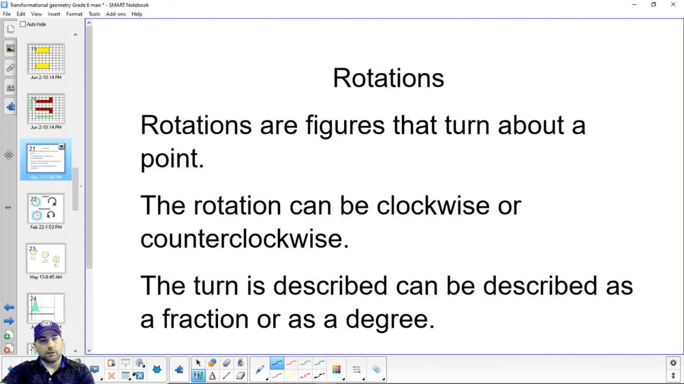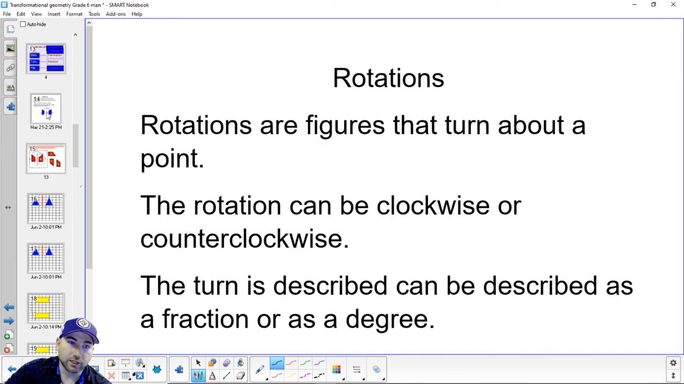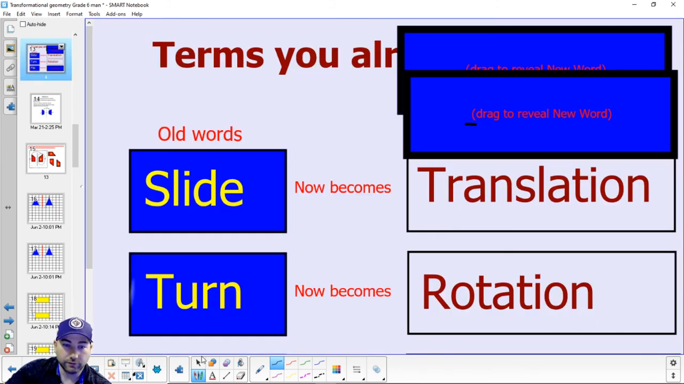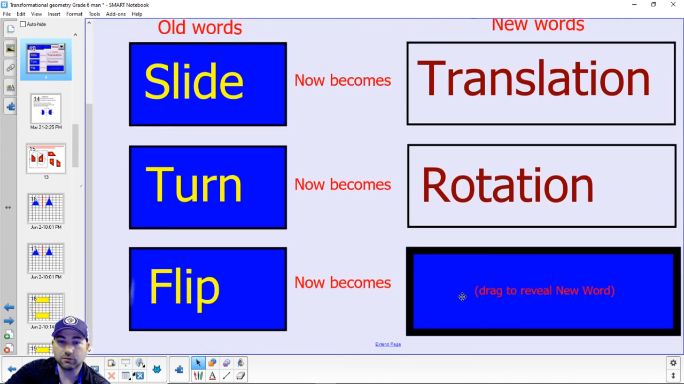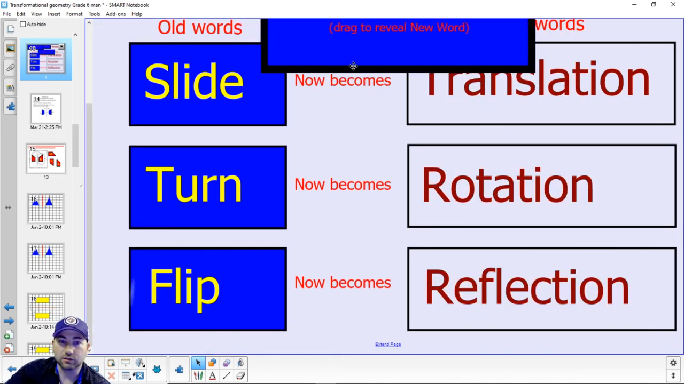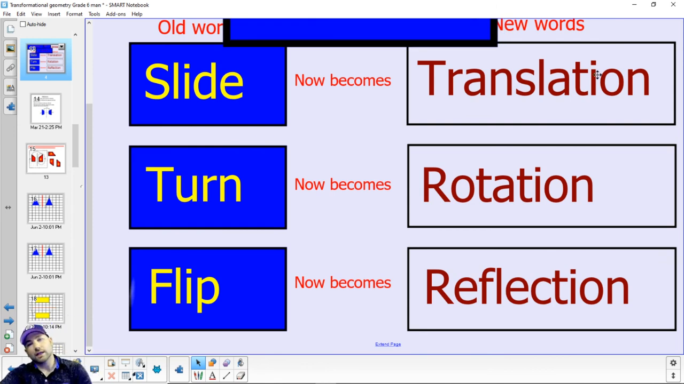Okay, so we talked about all the different things. We talked about translations, rotations, and reflections. So slides, turns, and flips. Slides are translations. They slide across a coordinate plane or a Cartesian plane. Rotations turn a polygon about a point, either counterclockwise or clockwise. And reflections flip a polygon over a line of reflection.